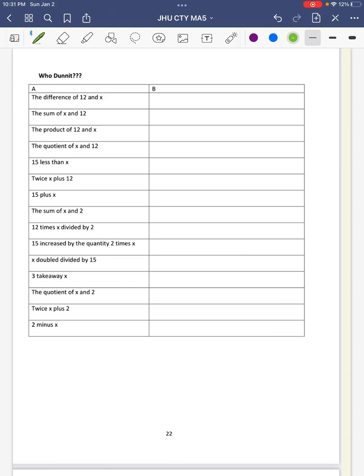We're going to practice 3 problems together, so you can kind of get the gist of it and then do the rest. So it says, let's just start on that very first one. The difference of 12 and x.